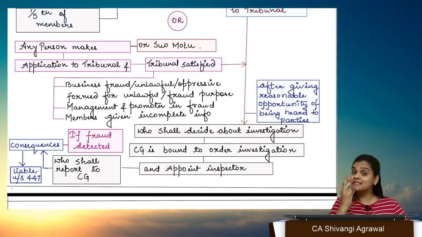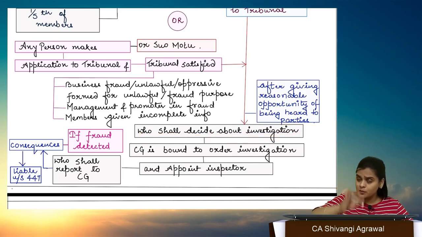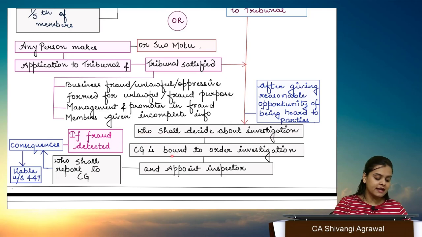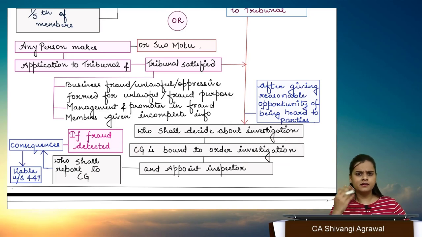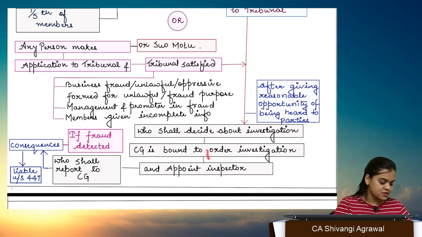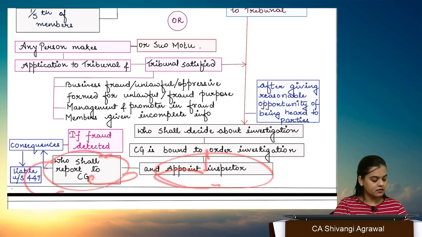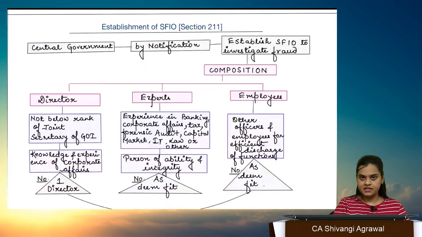And if the tribunal decides that yes, investigation should be carried out, then it is going to direct CG the same, and CG is bound to order investigation. CG cannot say, okay, I'll see whether it has to be done or not. No. So CG will appoint an inspector, and the inspector will prepare a report and give it to the central government.